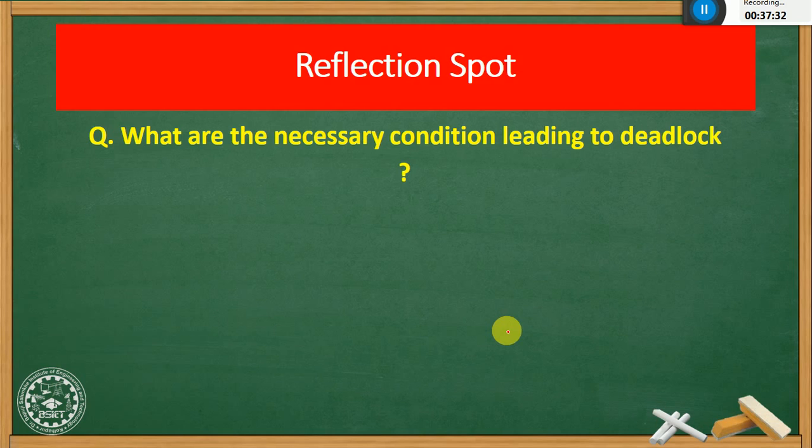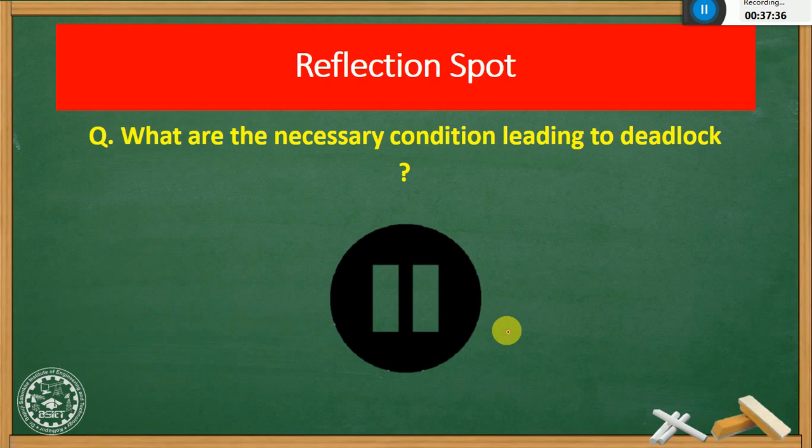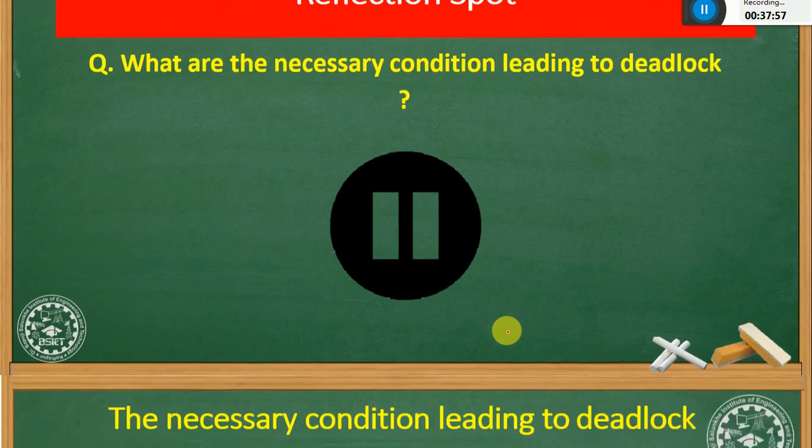So my dear students, up till now we have discussed so many concepts. Now it is a reflection spot. So listen to the question carefully. List out the different conditions which lead to the deadlock. Stop this video. Write down your answer in the notebook. Take your time. After the completion of your answer, play this video again.